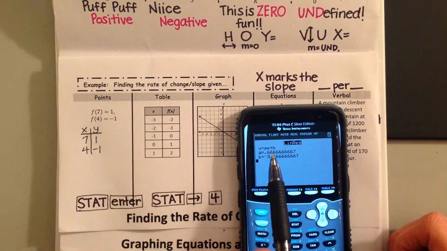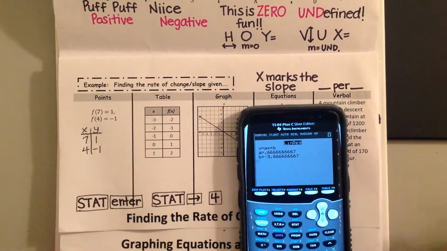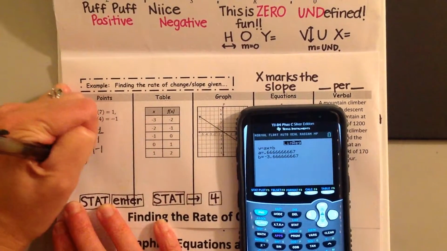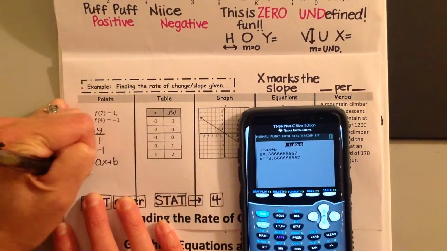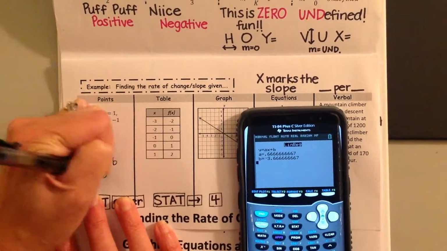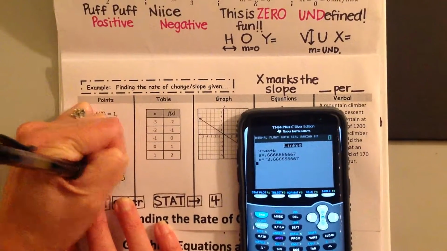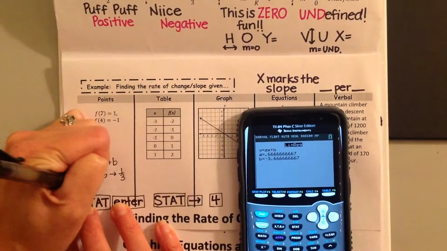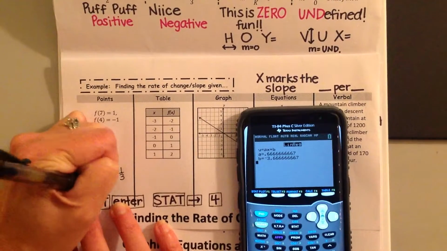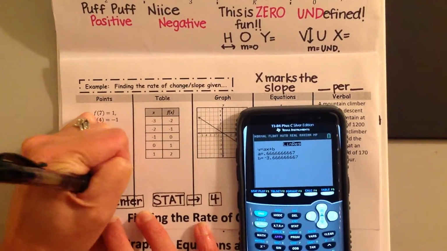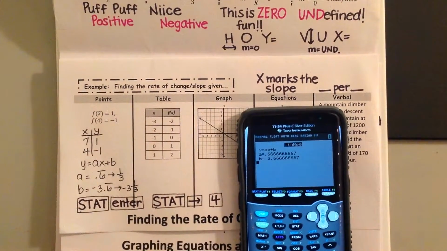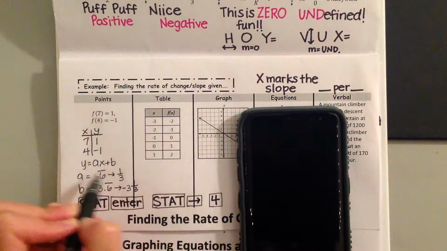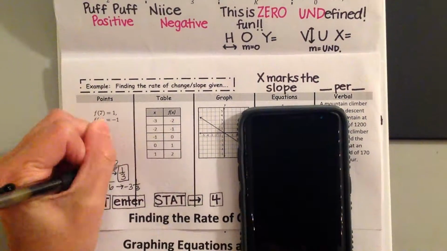And you should see y equals ax plus b. That's going to tell me it's a line. My a is 0.6 repeating, which I know is the same as 1/3. And my b value is negative 3.6 repeating, which is the same as negative 3 and 1/3. My calculator's a is always going to be my slope, because the a is the slope. So my slope is 1/3.